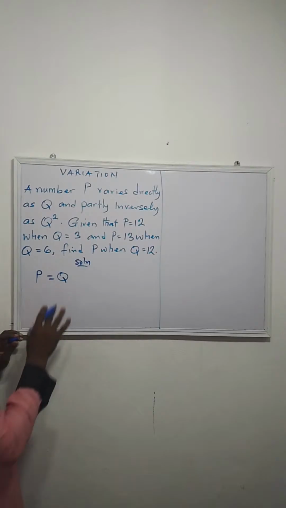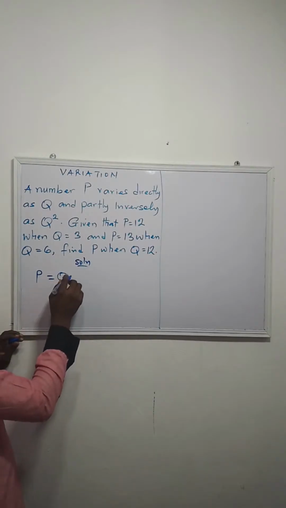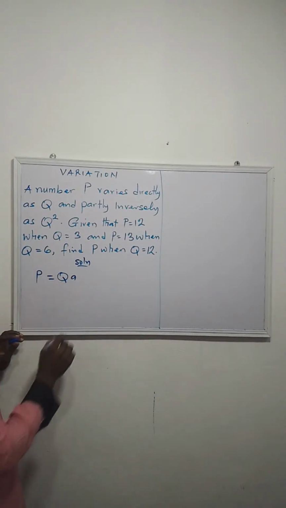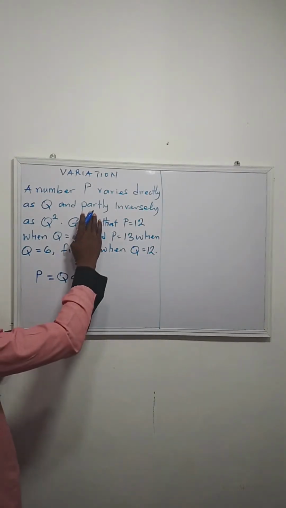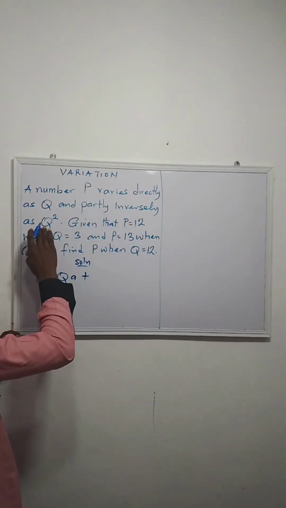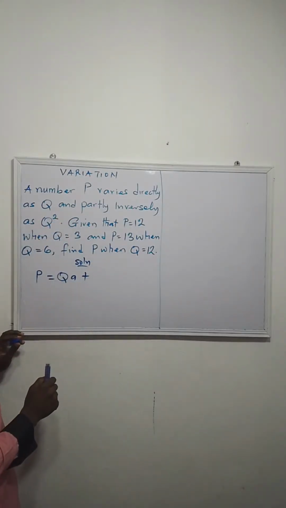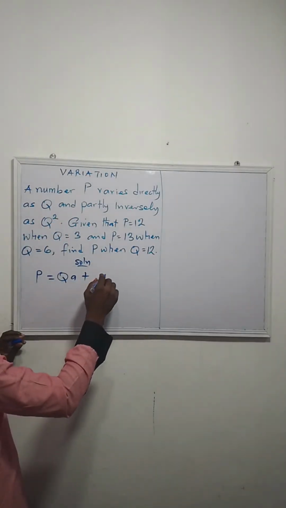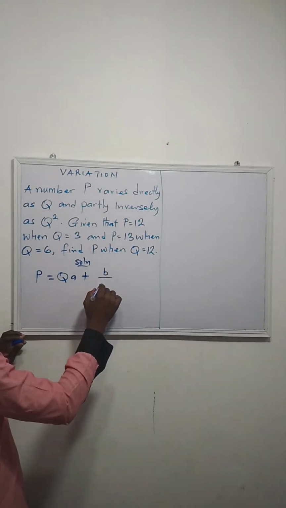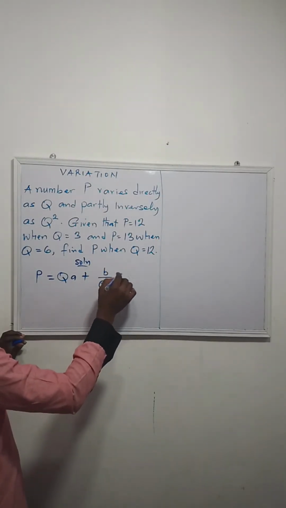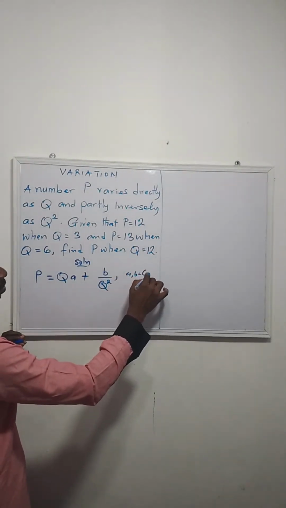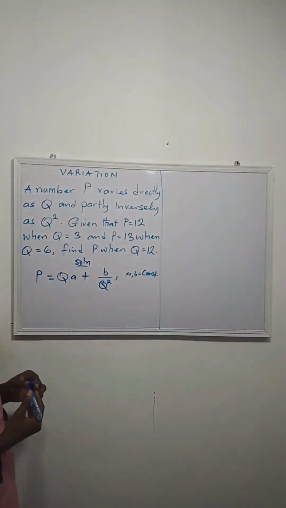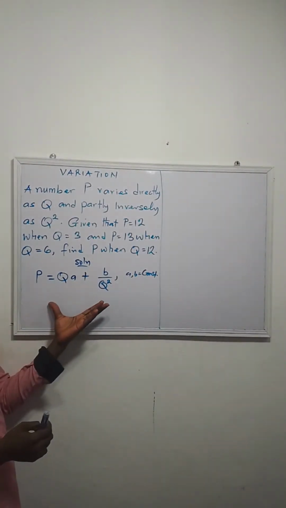All right, so since it varies as Q, you introduce a constant. Let's call the constant a. And that's plus, and partly inversely as Q squared. Partly inversely as Q squared. So that is going to be b over Q squared, where a and b are constants. Okay, so this is the first thing we need to get right.